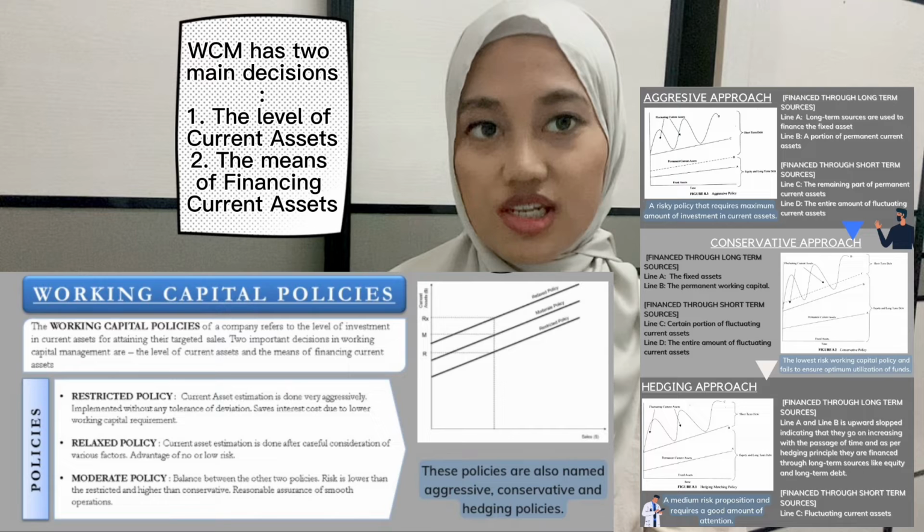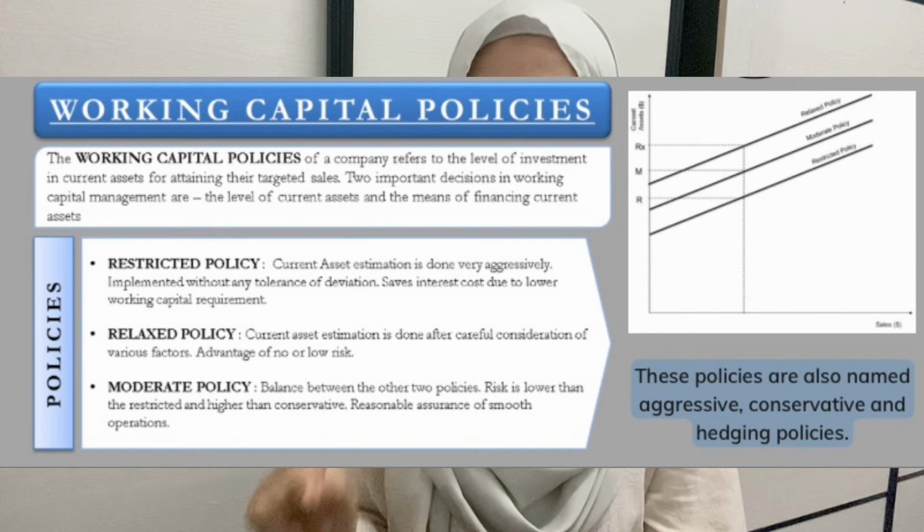WCM has two main decisions at two consecutive stages. They are as follows. First, the level of current asset: how much to invest in current asset to achieve the targeted revenue. Second, the means of financing current asset. That means how the above current asset investment should be financed, the mix of long and short-term finance. Working capital management policy deals with the first decision, and working capital management strategies or approaches deal with the second decision. There are three policies.